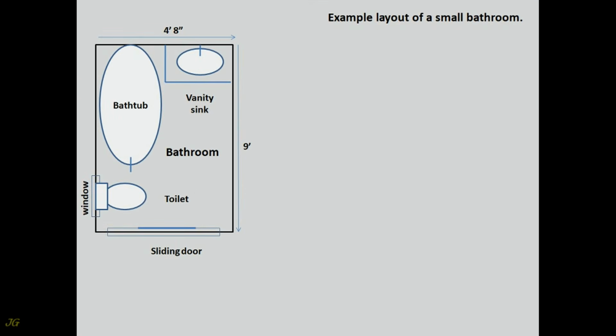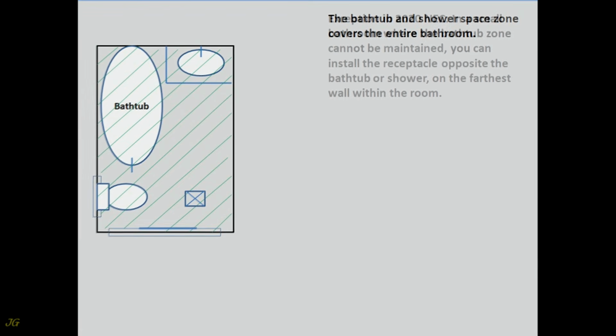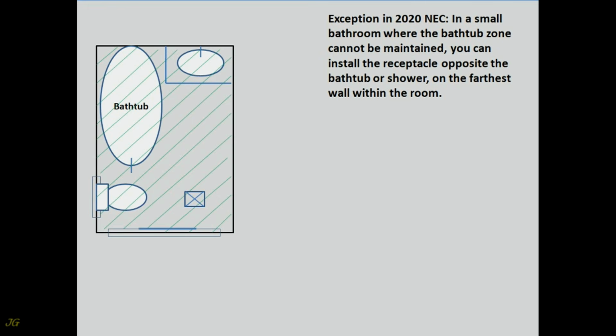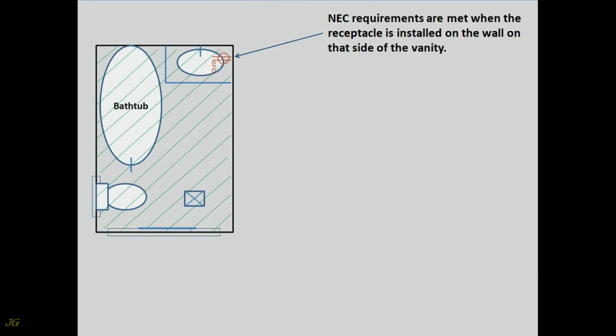Example layout of a small bathroom. The bathtub and shower space zone covers the entire bathroom. Exception in 2020 NEC: in a small bathroom where the bathtub zone cannot be maintained, you can install the receptacle opposite the bathtub or shower, on the farthest wall within the room. The walls opposite the bathtub or shower. NEC requirements are met when the receptacle is installed on the wall on that side of the vanity.